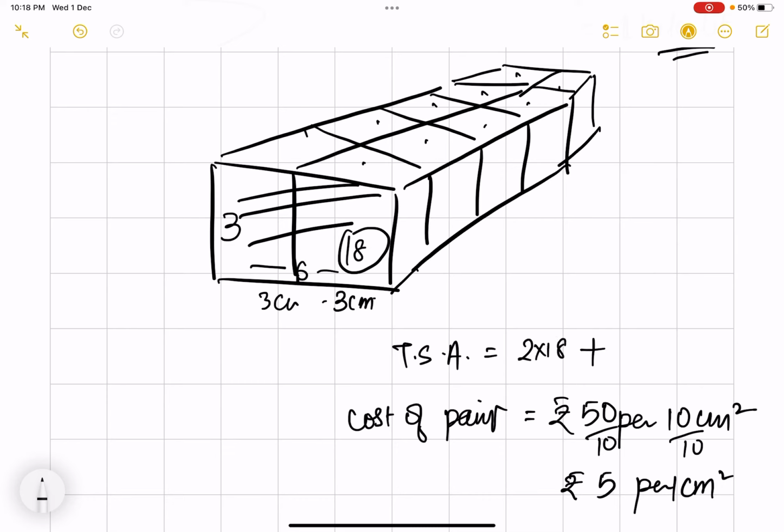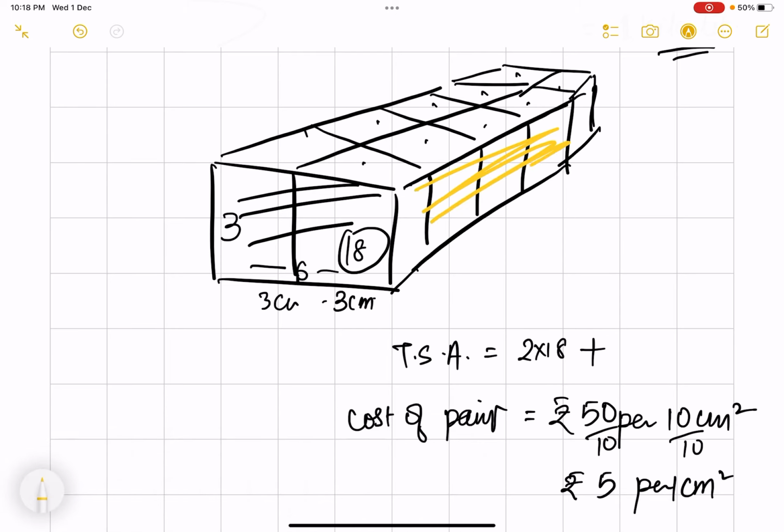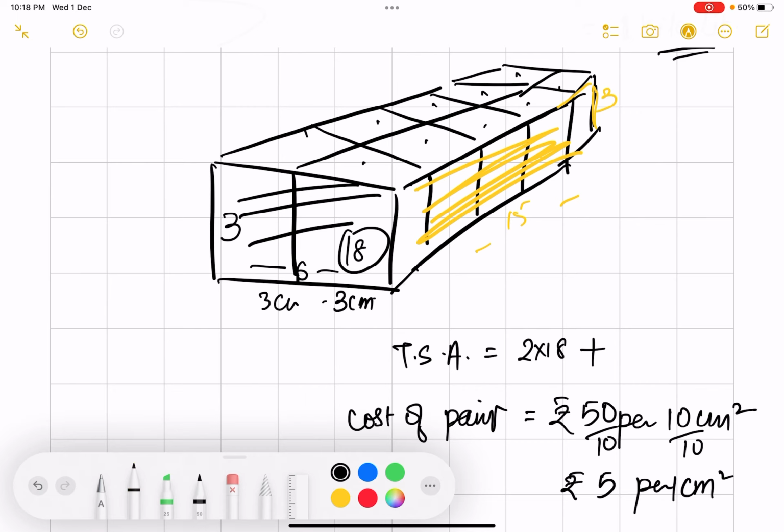Plus, you have this, I'm coloring it yellow for our own understanding. Look at this zone. The length of this one is 3 times 5. That's how much? 15. And this breadth is 3. 15 threes are 45. And you have the right and the left. There are two structures. So 15 threes are 45, but twice.